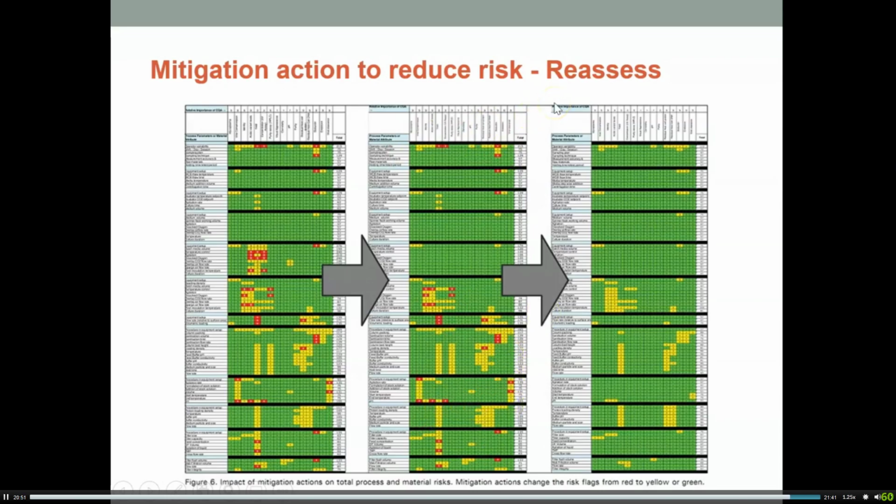So we need to add more actions in place so that we can reduce down our risks to this one here. When we reassess our risks, on this occasion then we've got rid of all of our high risks and we've reduced the number of yellow risks also. So we are much happier to accept these risks.